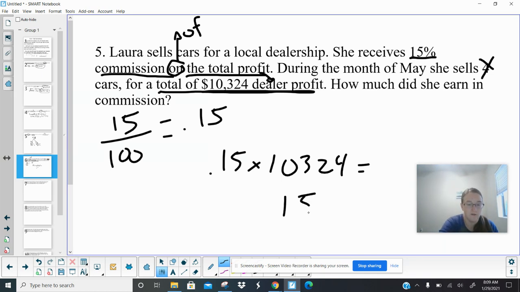So 1548.6. So go back to your test. That's all you had to do: take the percentage of the dollar amount they give you. We didn't have to worry about how many cars there were because, again, they give us the total. It doesn't matter what the profit was for each individual car. We just wanted to know the total. So go ahead, go back to your question, try it: percentage times the dollar amount.